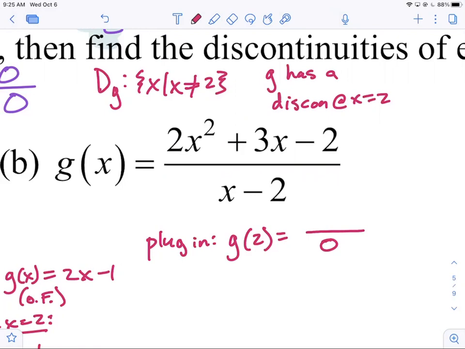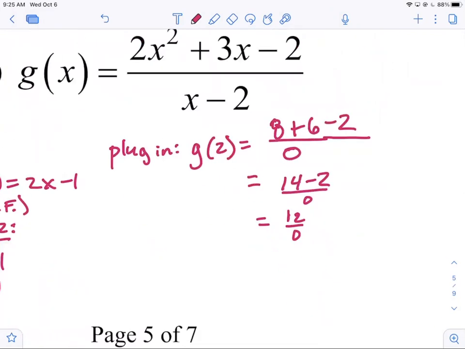2 squared is 4. 4 times 2 is 8. Plus 2 times 3 is 6. Minus 2. That gives me 14 minus 2 over 0. That gives me 12 over 0. Uh-oh. 12 over 0. Is 12 equal to 0? No. I didn't get 0 over 0, did I?